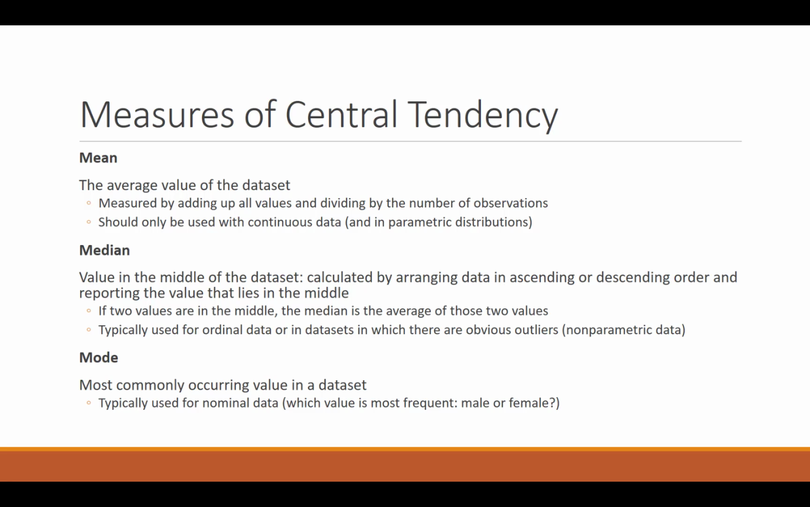Finally, there's mode, which is simply the most commonly occurring value in a data set, and we can use the mode for nominal data. So which values are the most frequent? Male or female? Did most patients live or die? Those are the 3 measures of central tendency that we will go over in this course.